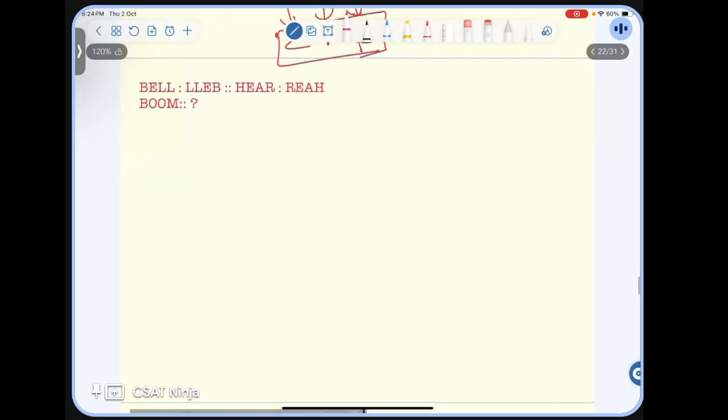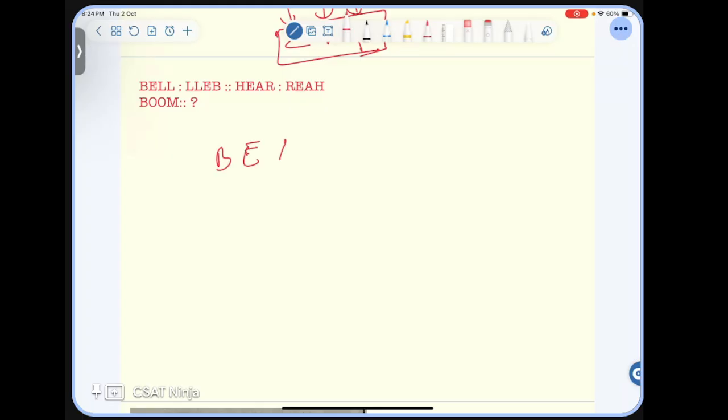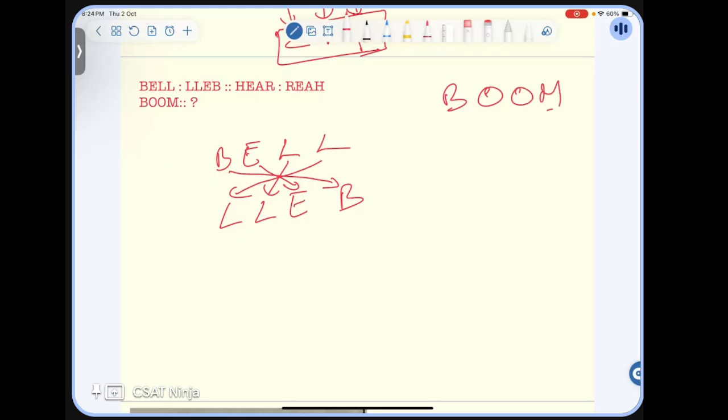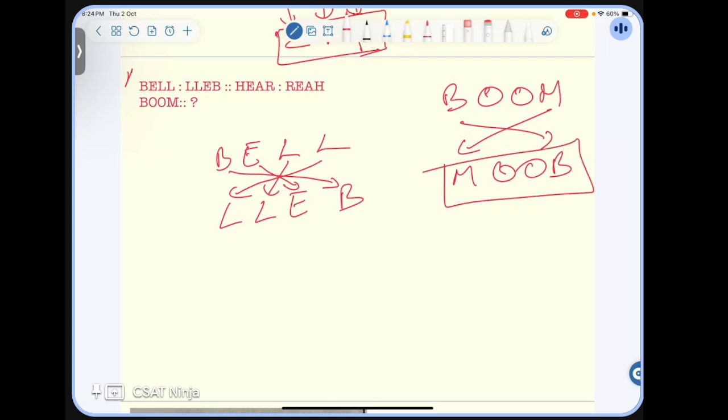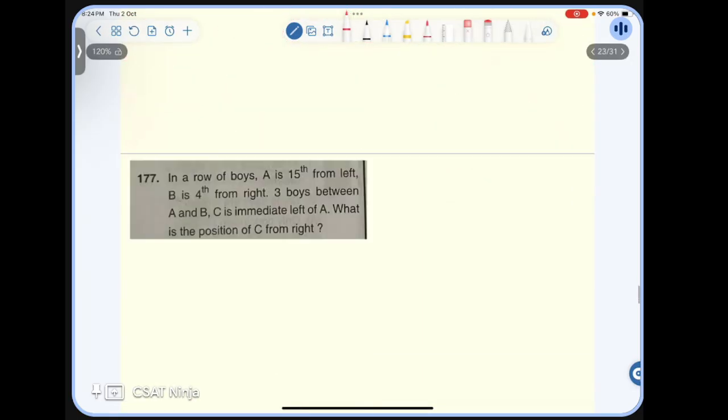Or the question can also be asked this way. B, E, L, L and L, L, E, B. In this kind of pattern, you look here. This one goes here, this one goes here, this one goes here, and this one goes here. That means there's a crossing going on. So how do we write this? BOOM can be written as this will come here, and this will go here, which is O, O, same thing. So the answer is this one. So the question can be asked with this simple kind of pattern as well, okay? Let's go to next.